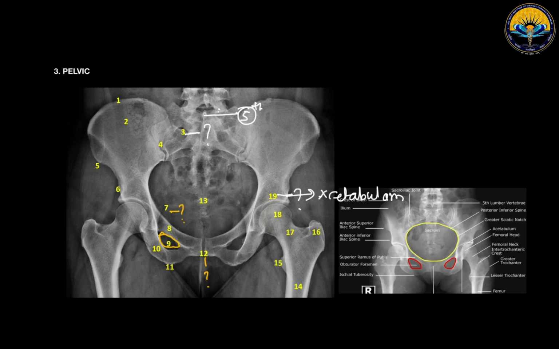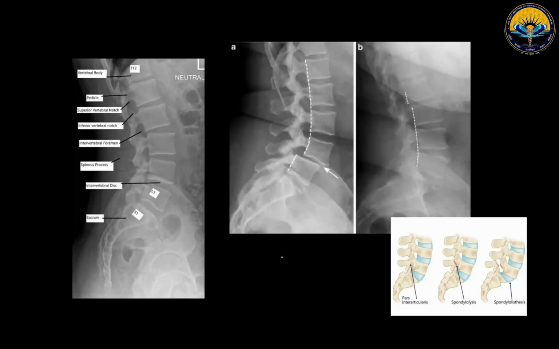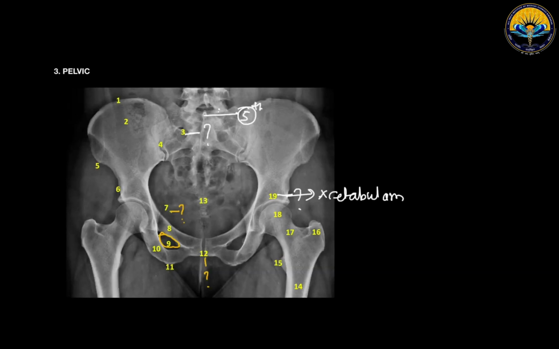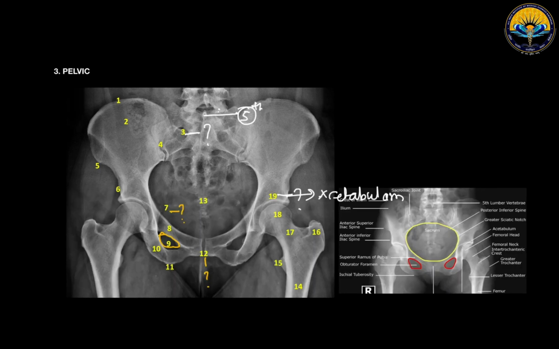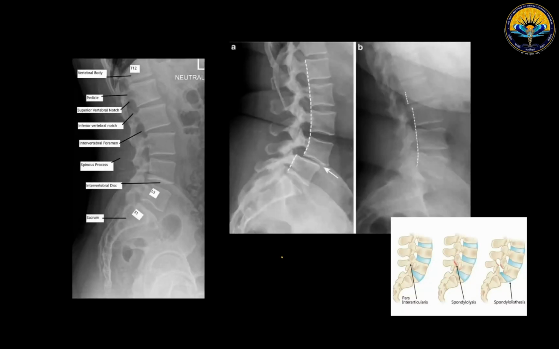So pelvic and hip x-rays are most frequently obtained when there is a concern about fracture, joint dislocation and effusion. So it is very important to know about the normal anatomy of the pelvis, right? Now let's talk about the next x-ray, that is the x-ray of the LS spine. And here we have the lateral view of the x-ray LS spine.